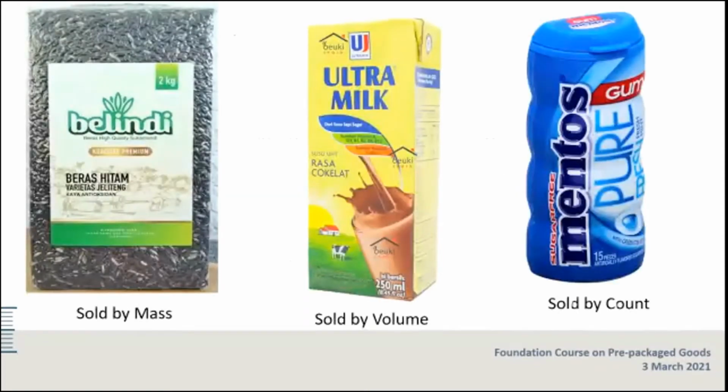Now this is what we call sold by mass. We have 2 kilo, and you don't use S at the end of the unit, international unit, just 2 kilos. And sold by volume, the sample is 250 milliliter. And sold by count is like this gum, 15 pieces.